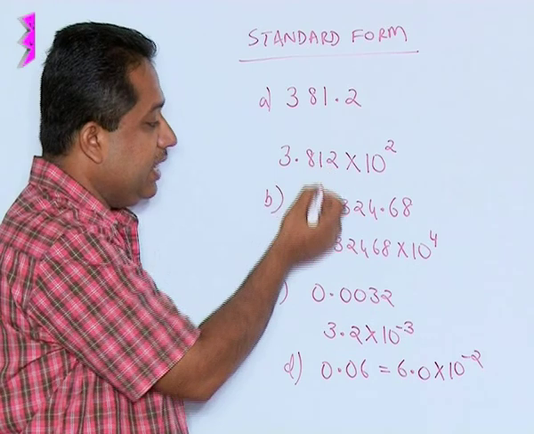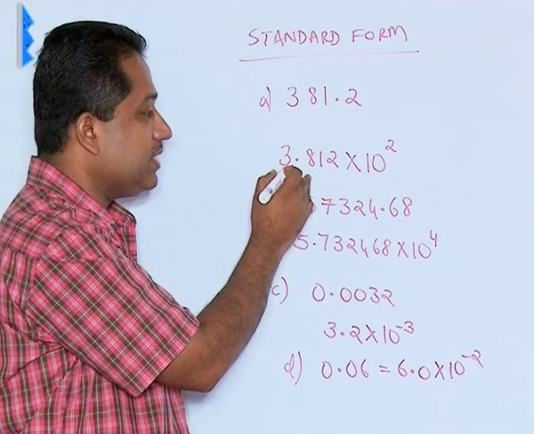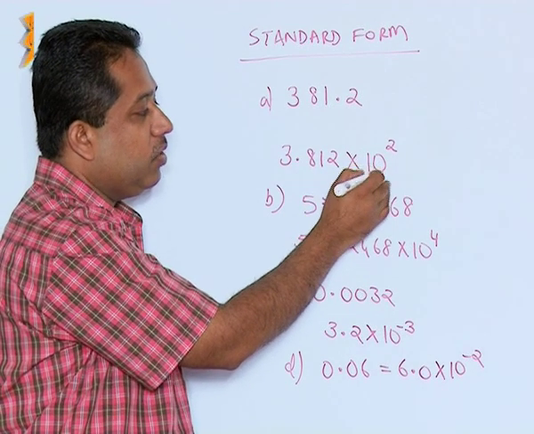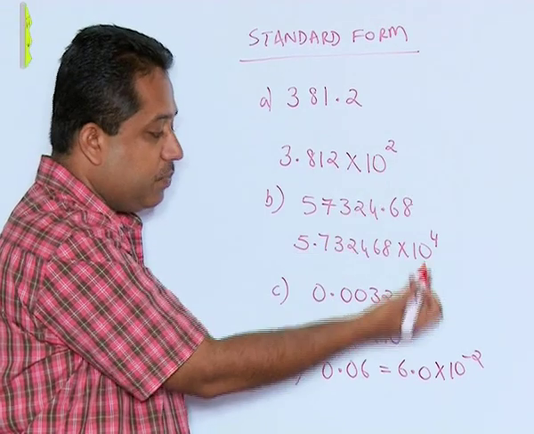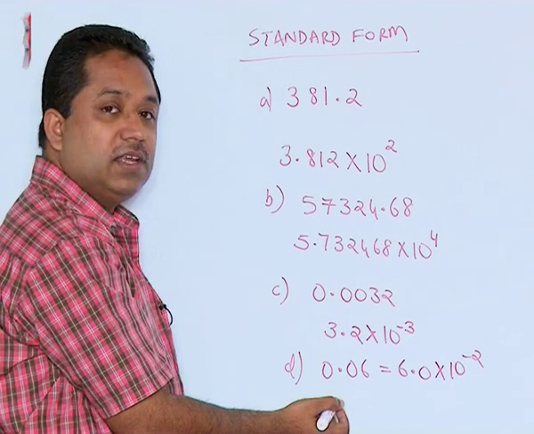So, when I am writing it in this manner, where the decimal is always placed after the first digit and then we are adjusting accordingly into 10 to the power of something, either positive powers or negative powers, then we say that our question is in the standard form.